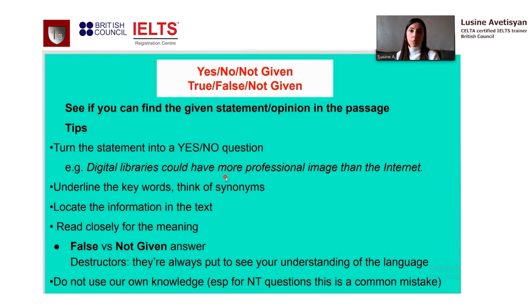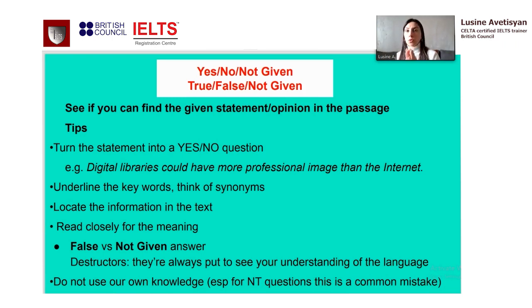If it says, for example, that they are going to make the internet pale, in this case we understand that making the internet pale is the same as digital libraries could have more professional image, because in that case the internet would be made pale. So we would answer true. So when we underline the keywords of the question, we think of synonyms, we locate the information in the text, and we read closely for the meaning.